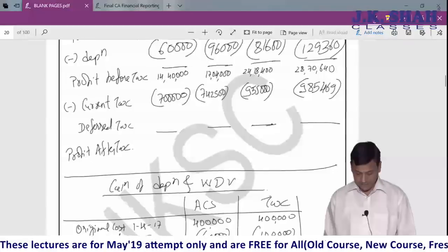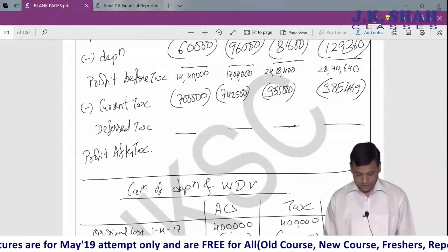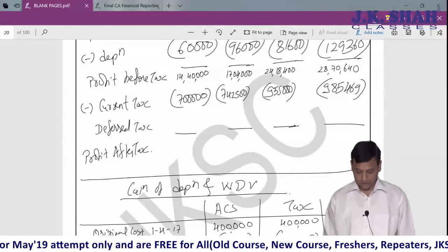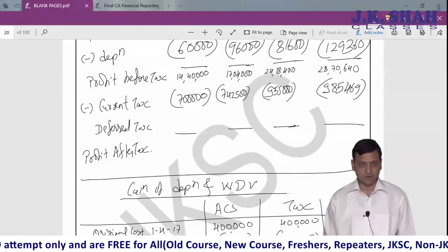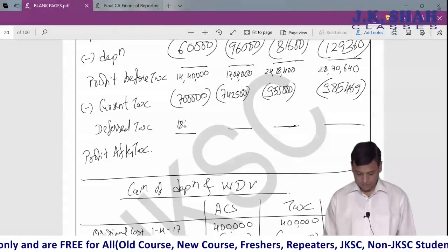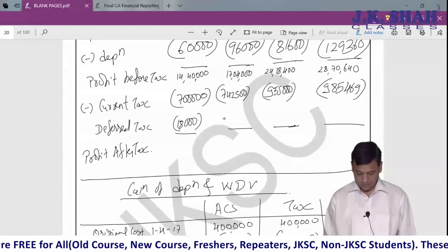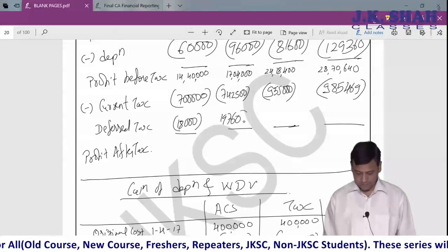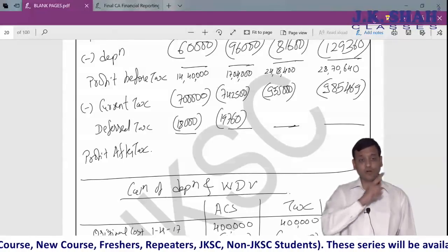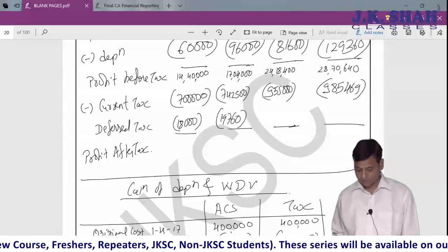Tell me what is the amount of deferred tax, asset or liability? Liability. So DTL is created. Can you help me with the amount for the first year? These amounts are brought from that last working note.